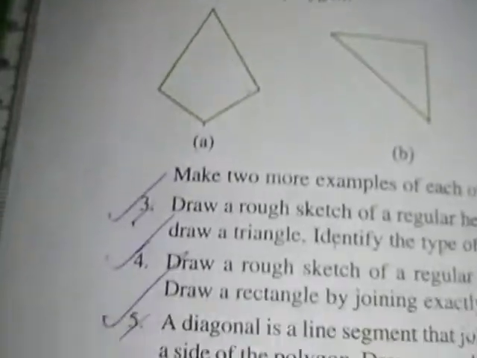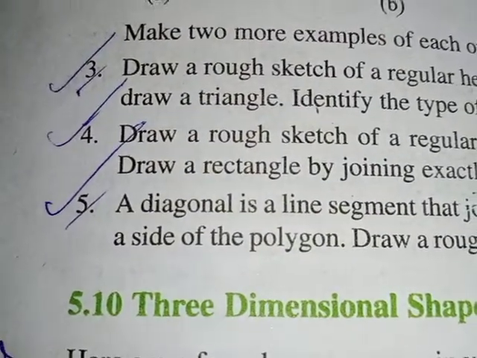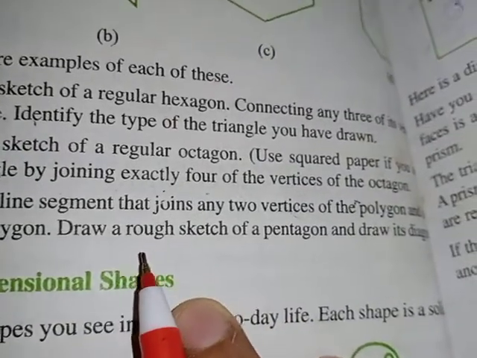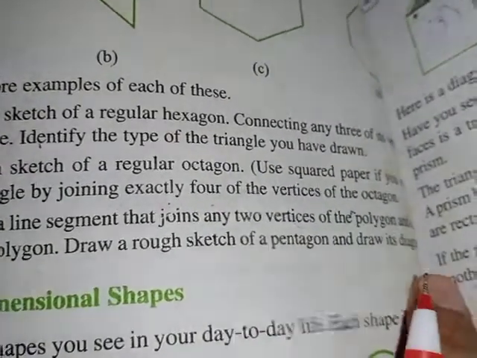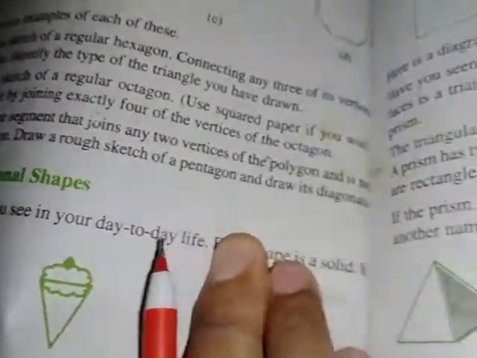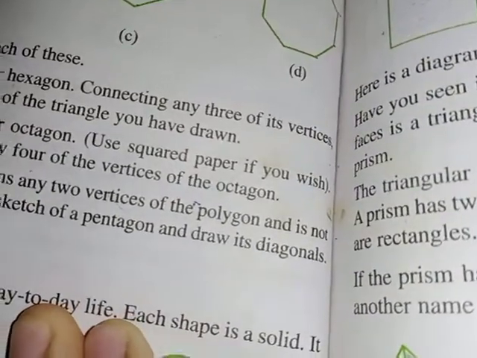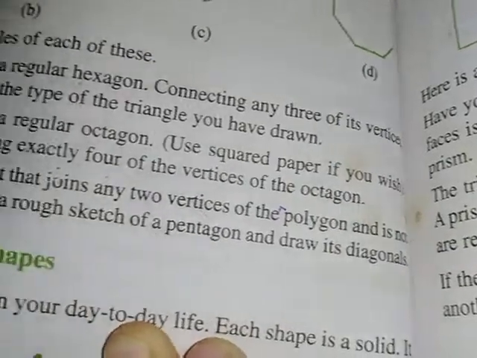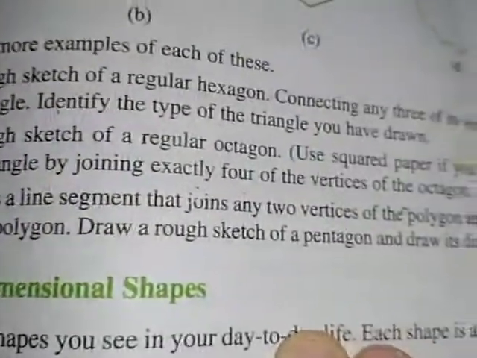Exercise 5.8. In this clip, I'll explain question number 5. In this question, you have to draw a rough sketch of a pentagon. After drawing the rough sketch of the pentagon, you have to draw its diagonals. Now, first of all, we should know what a diagonal is. In the question itself, the meaning of diagonal is explained.